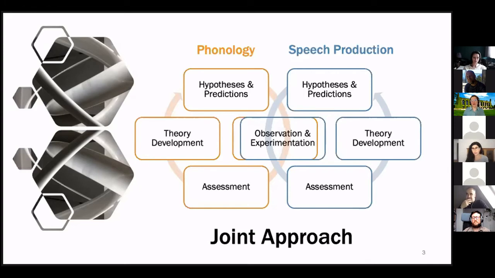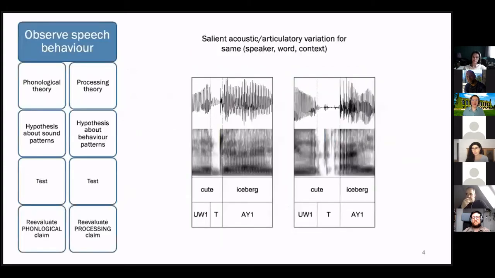So what I'll do today is walk through this cycle for connected speech and the specific phenomenon I'm looking at. All right.